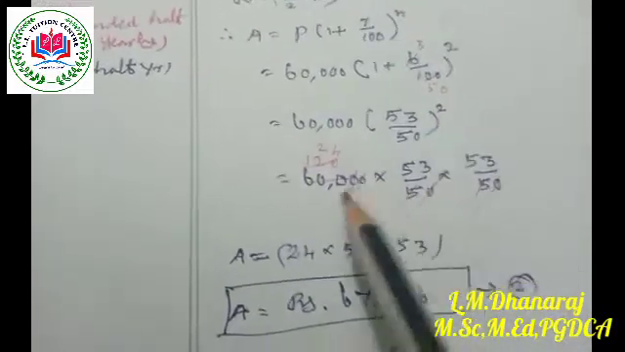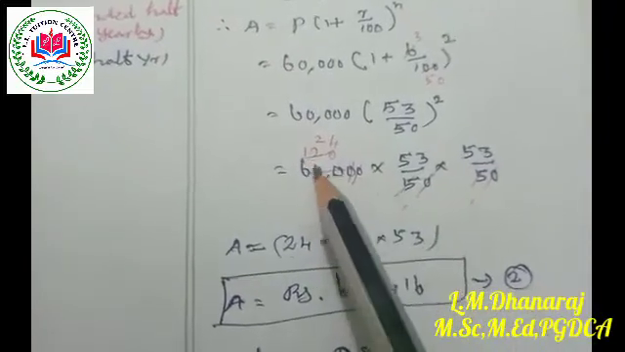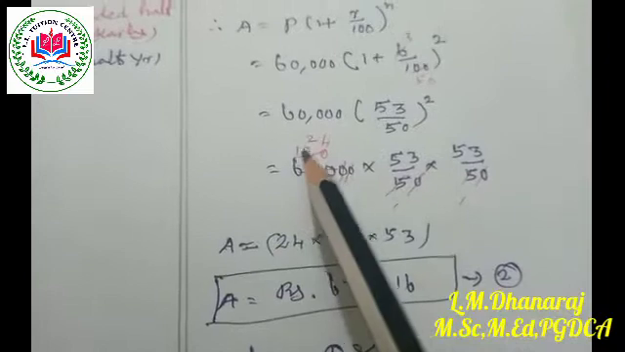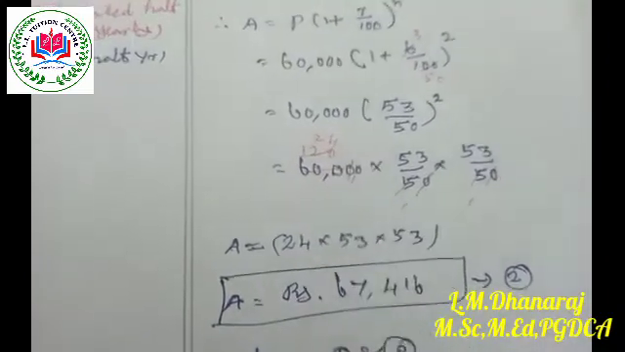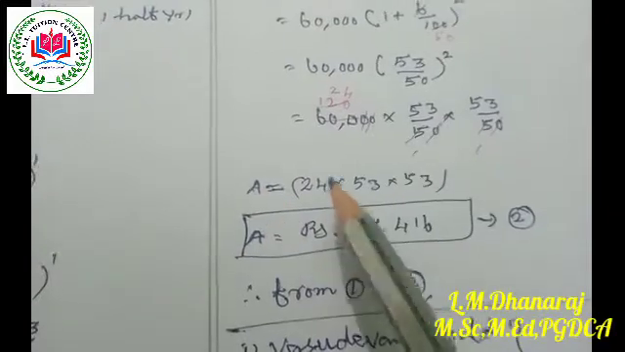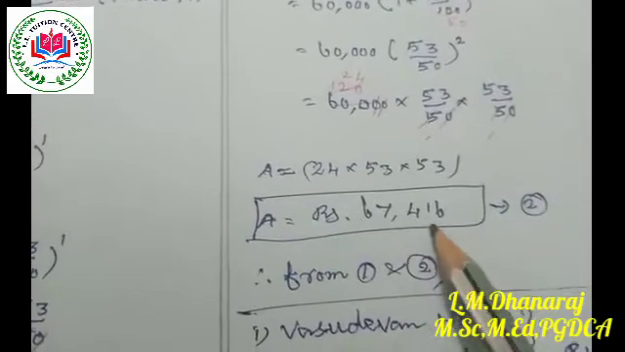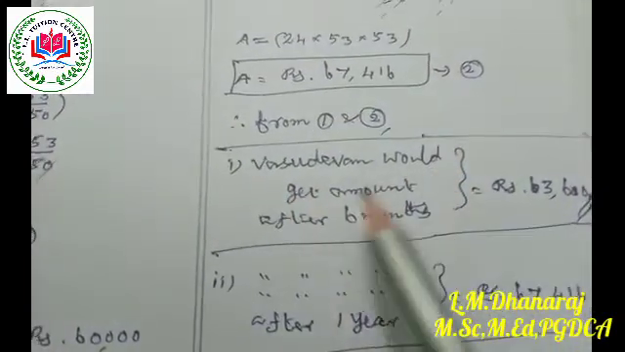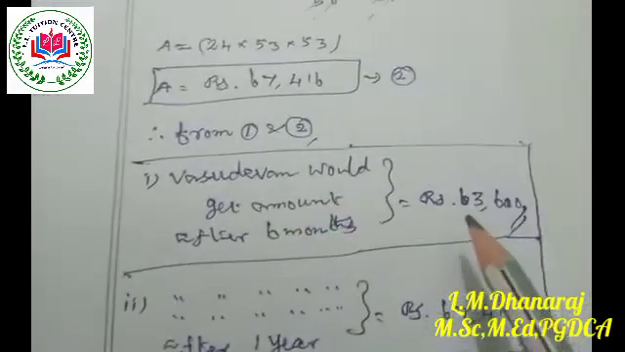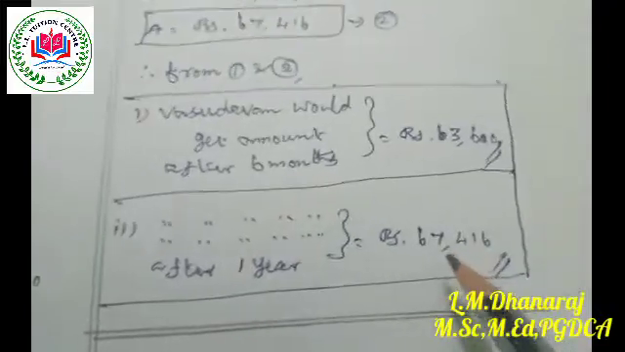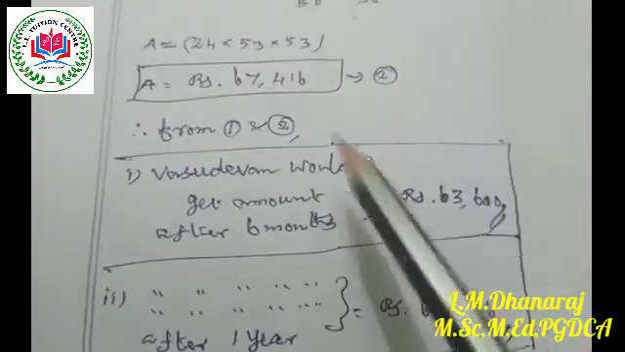So 2 zeros can be cancelled. 1 5s are 5 and this is 120 times. Again 1 5s are 5, that is 120 can be cancelled with 24 times. Therefore amount is equal to 24 into 53 into 53, that is 67,416 rupees. So this is for when n is equal to 1 year. Therefore Vasudevan would get the amount after 6 months as rupees 63,600, and Vasudevan would get the amount after 1 year as 67,416.